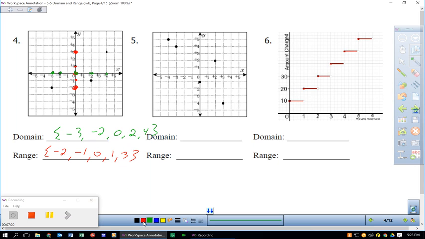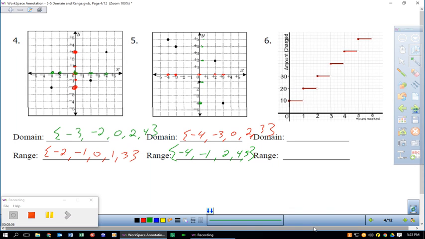All right, so on number 5, we should get for our domain -4, -3, nothing there, all the way to 0, to 2, to 3. So our domain is -4, -3, 0, 2, 3. And our range, going from bottom to top, the lowest it goes is at -4, then at -1, so -4, -1. Then we've got a point at 2, at 4, and at 5.